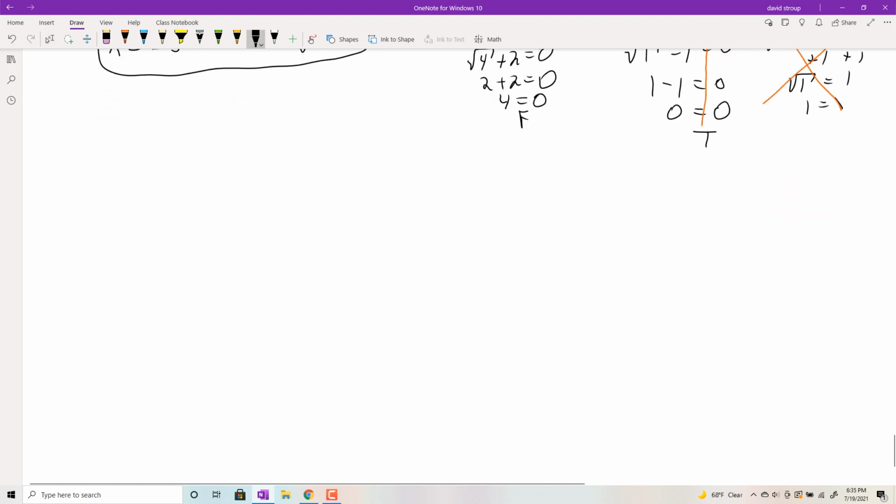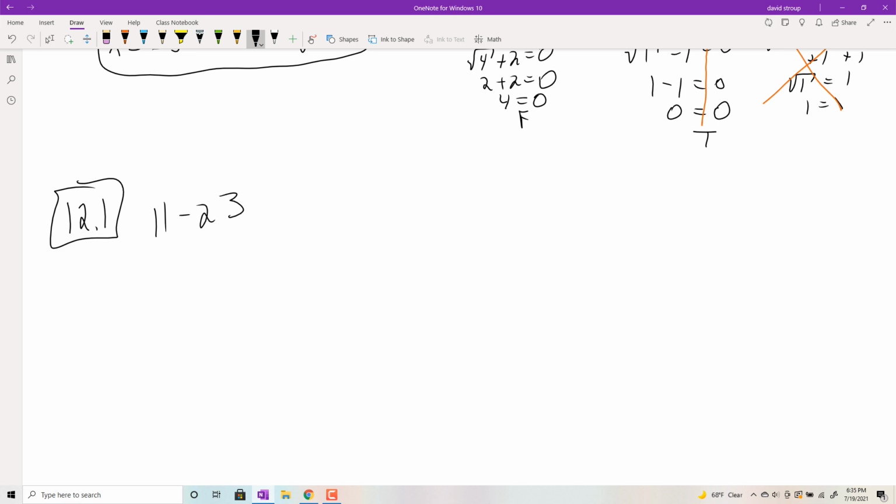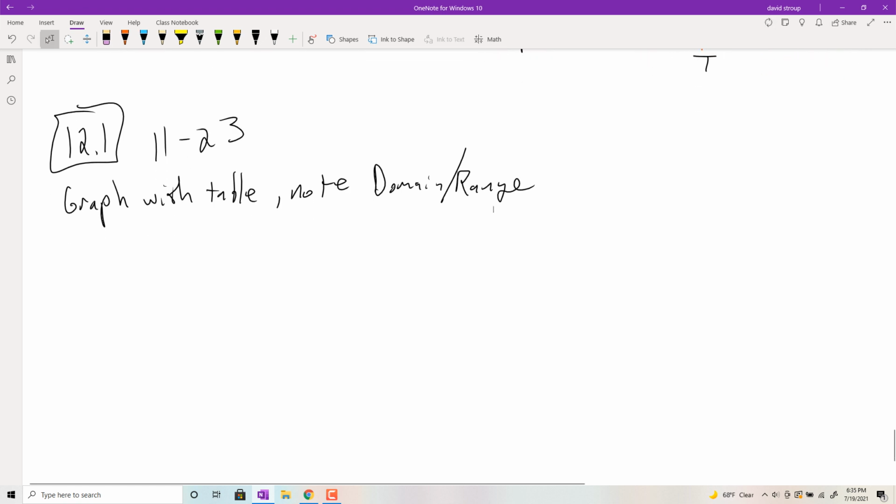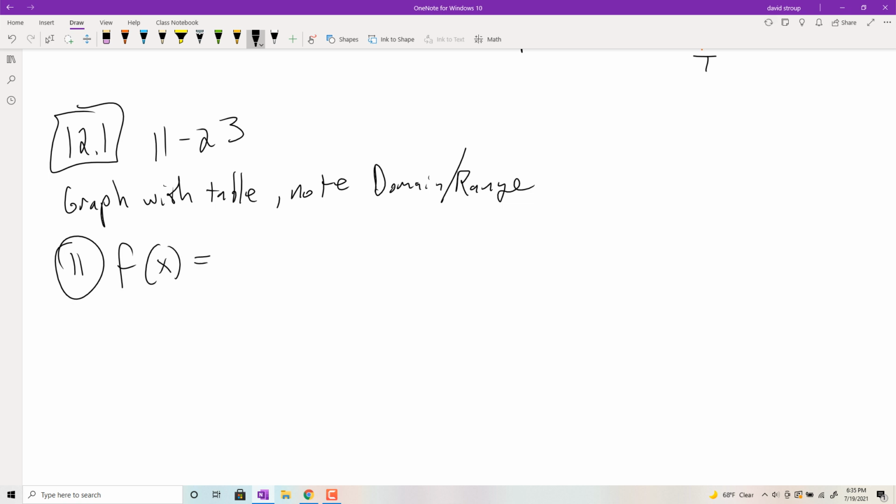The last section is 12. I'm not going to put any 12.5 stuff on there, just 12.1, and in particular graphing is what I want. So I'll ask you to graph something, and in particular, graph with the table. And then I want you to note the domain and range. And if I don't tell you which values to use for your table, just go from like -2 to 2. It seems like a good idea. So f of x is 3 to the x, and here I'm going to do my table, going from -2 to 2.